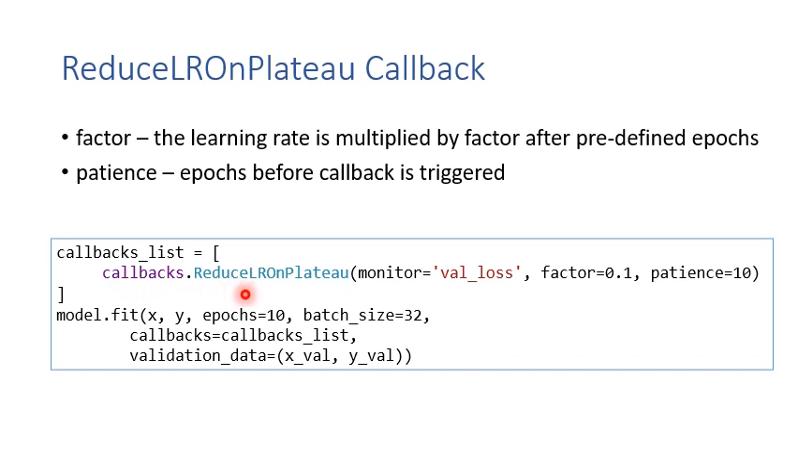So we add the ReduceLROnPlateau. We monitor the validation loss and set the factor to 0.1 and the patience to 10, which means we will multiply the learning rate by 0.1 after 10 epochs if the validation loss does not improve.